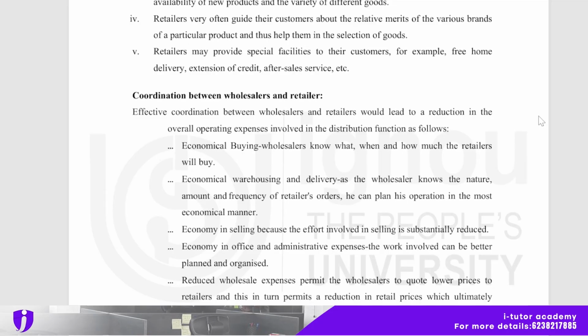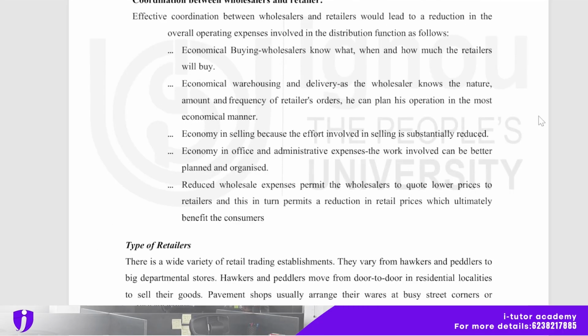Effective coordination between wholesalers and retailers would lead to a reduction in the overall operation expenses involved in the distribution function as follows. Economical buying: wholesalers know what, when, and how much the retailers will buy. Economical warehousing and delivery: as the wholesaler knows the nature, amount, and frequency of retailers' orders, he can plan his operation in the most economical manner. Economy in selling: because the effort involved in selling is substantially reduced. Economy in office and administrative expenses: the work involved can be better planned and organized. Reduced wholesale expenses permit the wholesalers to quote lower prices to retailers, and this in turn permits a reduction in retail prices, which ultimately benefits the consumer.